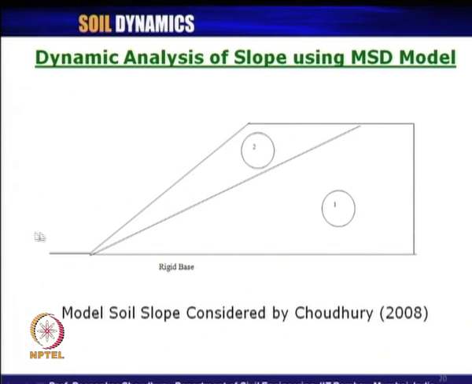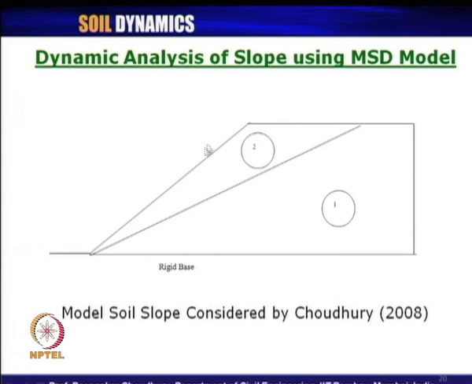Like in the static case, what do we do? We can estimate the factor of safety for the stability of a slope very easily, and also if required we can find out the displacement when the factor of safety goes below 1, that is how much the slope is going to move or slide. So, in this case, this was the model considered in 2008.